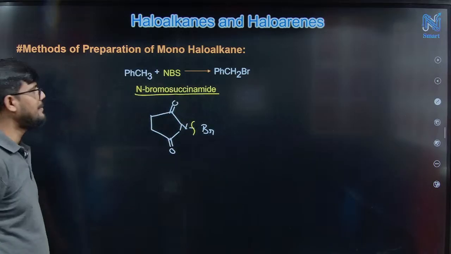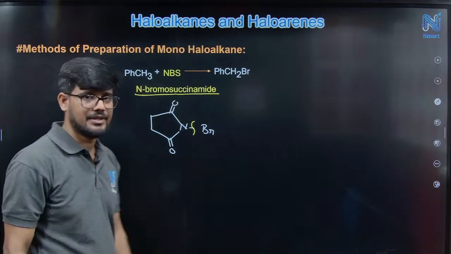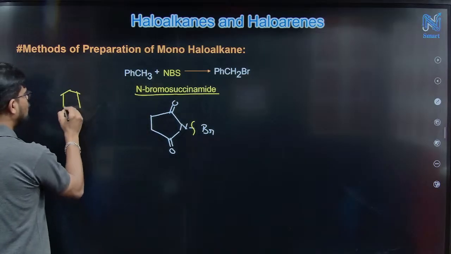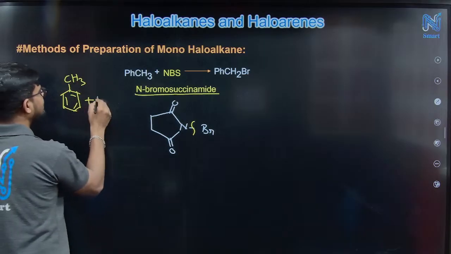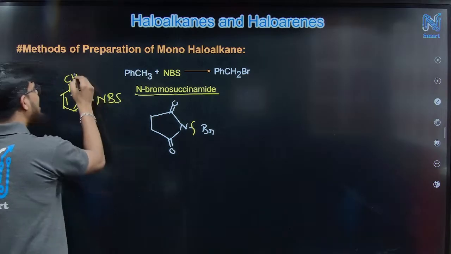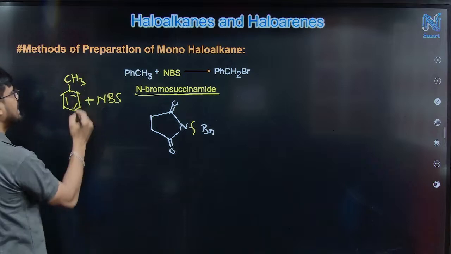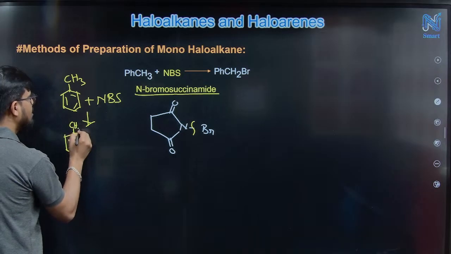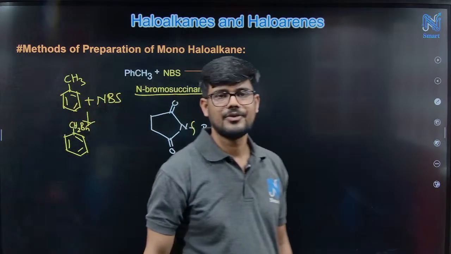So we have an example here. Mainly this is useful in case of allylic or benzylic systems, okay? So from toluene, this is toluene, right? And here if we add NBS, it reacts only at the benzylic position, so hydrogen will be replaced by bromine. So what product will you get? You will get C6H5CH2Br.